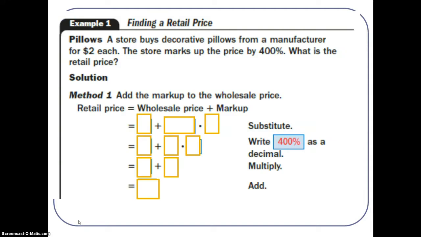Let's find a retail price in example 1. A store buys decorative pillows from a manufacturer for $2 each. The store marks up the price by 400%. What is the retail price? There are two methods to solve this problem. The first one is to add the markup to the wholesale price. So the wholesale price is $2.